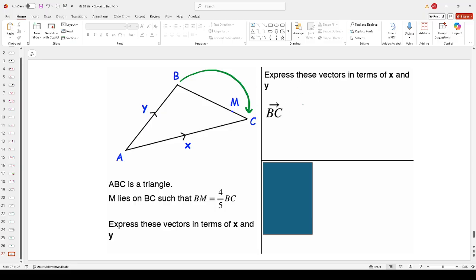B to C. So B to C is really just B to A, which is what? What's B to A, guys? Is it y or negative y? We're going in the opposite direction, right? So it's not positive y. It's going to be negative y. And then what's A to C, guys?